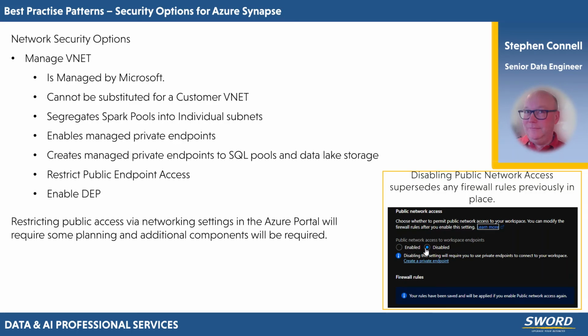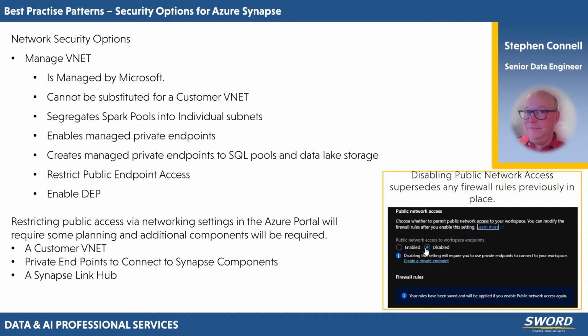Restricting public access via networking settings in the Azure portal will require some planning, and additional components will be required. An Azure virtual network to house the network components for private connections. Separate endpoints are required for SQL pools and Synapse Dev, where all artifact code will be stored. Other endpoints for storage and the Synapse workspace are also required. The Synapse Link Hub provides a mechanism to create private endpoints for the Synapse workspace. And in order to access, you must be within the Azure virtual network. VPN tunnels, point to site, or a virtual machine operating as a jump box would satisfy this requirement.